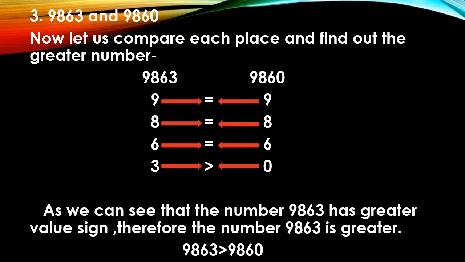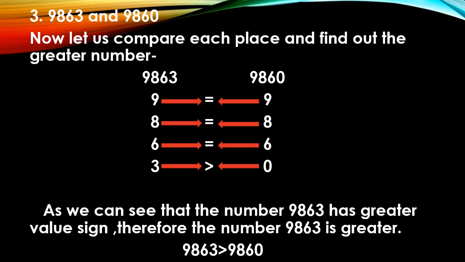Now, we compare 9863 and 9860. Again, we start from the highest place, which is thousands. So, 9,000 is equal to 9,000. Since thousands place is equal, we move to the next place, which is hundreds.